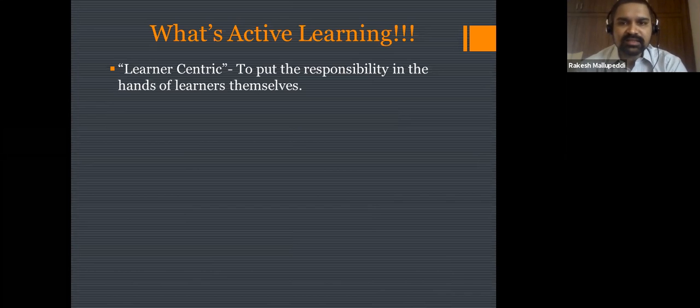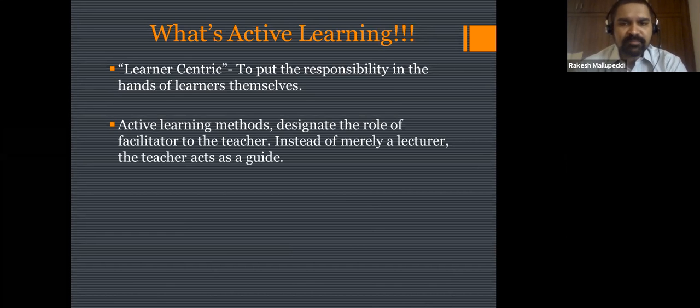So active learning's core concept is that it's a learner-centric methodology, which is at the forefront of this topic. Active learning methods designate the role of a facilitator to the teacher instead of merely a lecturer. The teacher acts as a guide. I think we have discussed this earlier also in the online soft skills session.